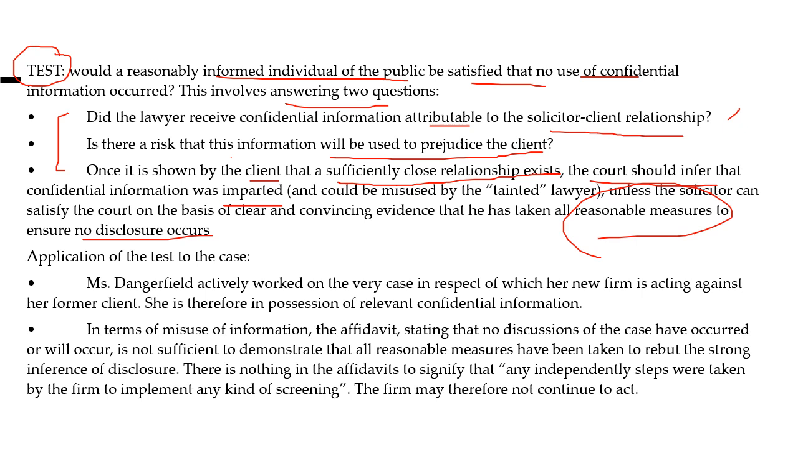So in this case, this test of a reasonable person was applied. Miss Dangerfield actively worked on the very case in respect of which her new firm is acting against the former client. She is therefore 100% in possession of relevant confidential information. In terms of misuse of information, the affidavit stating that no discussion of the case has occurred or will occur is not sufficient. An affidavit is not sufficient to demonstrate that all reasonable measures were taken.